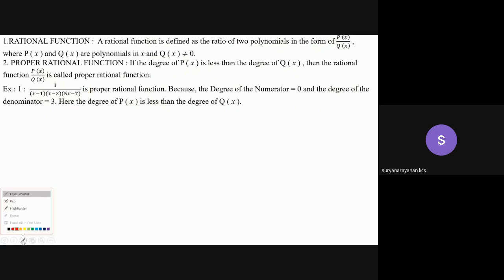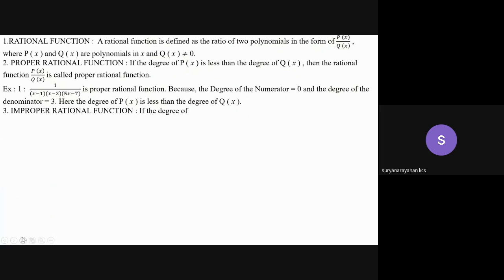Understood this point? First of all, we have to decide whether the given rational function is a proper rational function or not. Let us take another example. Improper rational function. Let us take the next point, improper rational function.